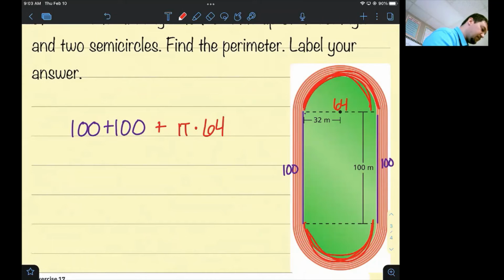64 times, you said 5? 64 times pi. Oh, 200.96. Okay. And if you're using the pi button, you're getting something slightly different, and that's okay. I'm going to stick with using 3.14 because I know not everybody has a pi button, especially if you're borrowing one of my calculators. If you want to use the pi button, you probably got 201.12 or something like that. What'd you get, Frank?